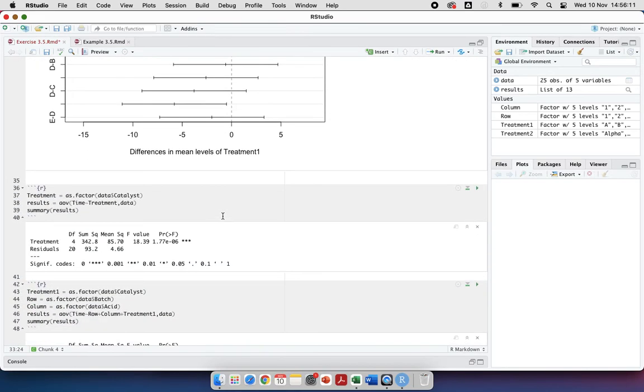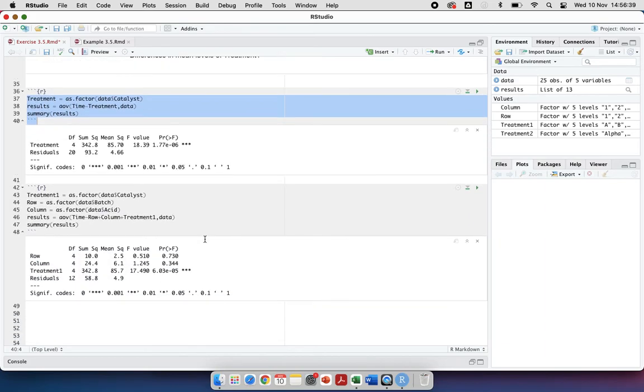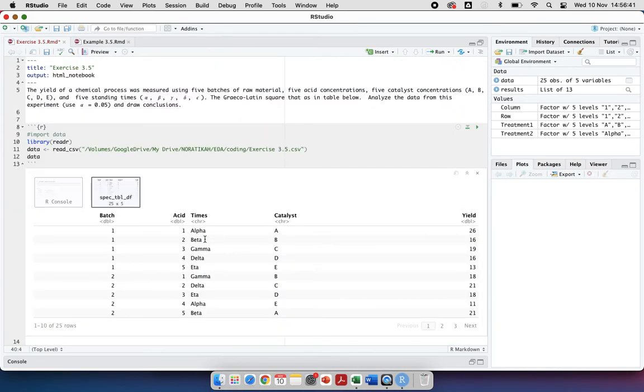Okay. Kat sini pun saya ada test juga kalau saya tak consider nuisance factor. Saya buat CRD biasa without blocking. Masih lagi ada treatment effect. Kalau kita tak consider batch, acid, standing time, kita hanya ambil catalyst sahaja, dia masih lagi significant. So maksudnya menggunakan catalyst yang berbeza, dia akan menghasilkan yield yang berbeza walaupun kita tak guna nuisance factor. Okay, right. So that's all only for the Graeco-Latin square.